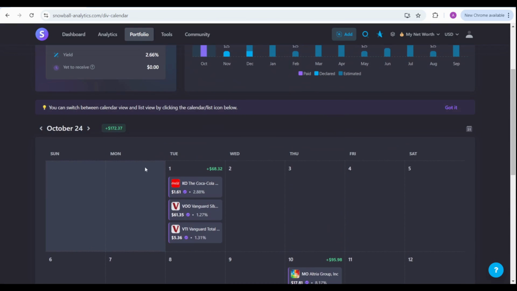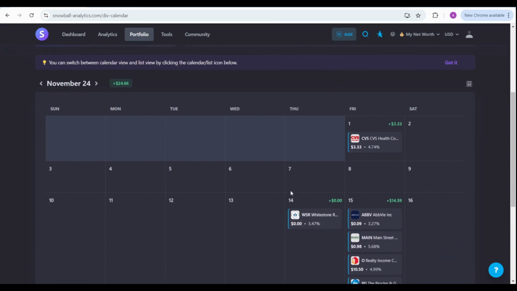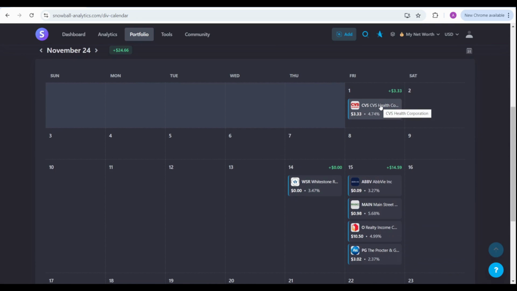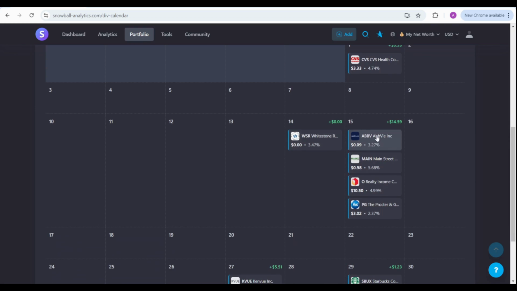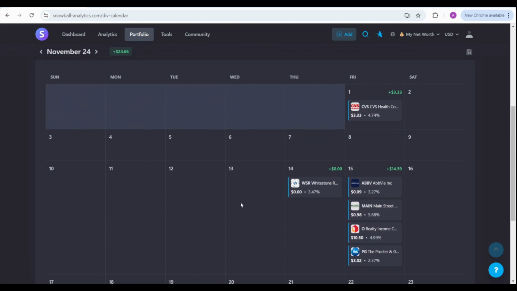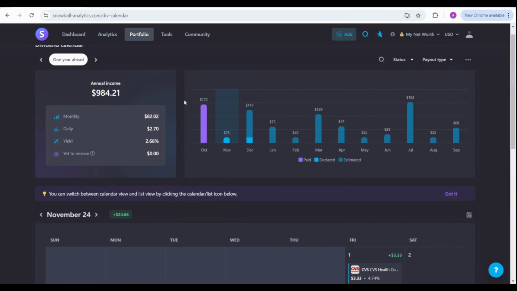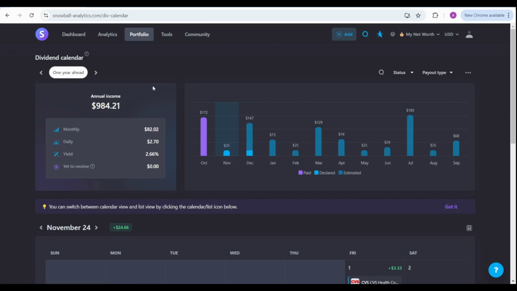So we'll look at ones that I have not received yet. In November, I'm only making about $25, but I can see I'll get paid on the 1st, a little bit on the 14th, a little bit on the 15th, some on the 27th, and some on the 29th, which is just super useful when it comes to trying to build your overall portfolio. You can try and keep your income as consistent as possible. As you can see, mine kind of jumps around a little bit here.